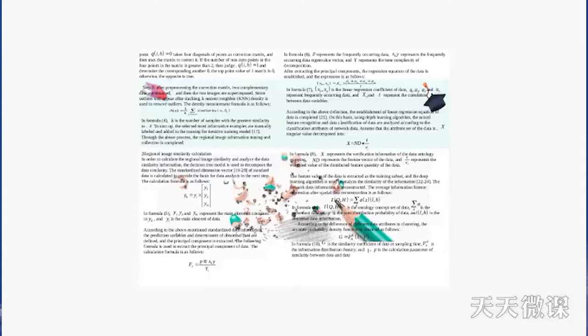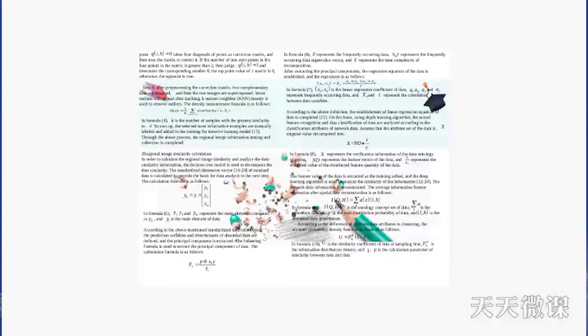After extracting the principal components, the regression equation of the data is established. And the expression is as follows. In formula 7, XB, XN is the linear regression coefficient of data. A and N represent frequently occurring data, and SHU and T represent the correlation between data variables. According to the above definition, the establishment of linear regression equation of data is completed.